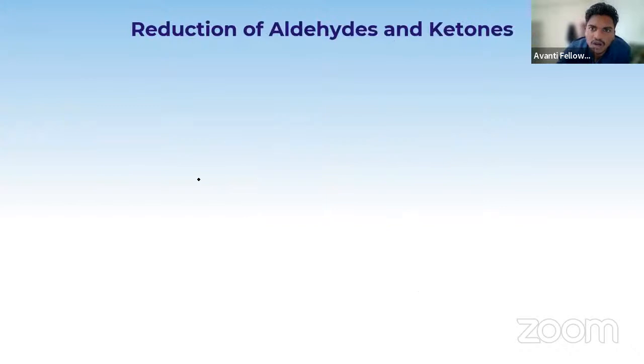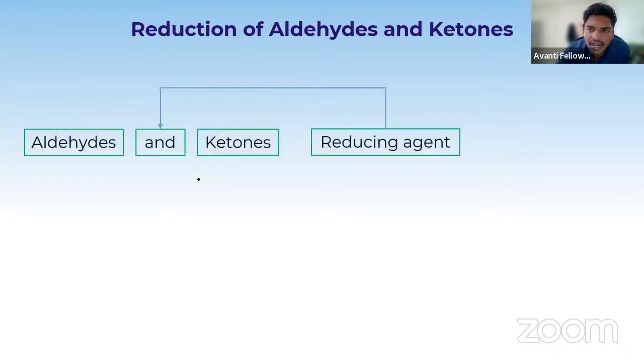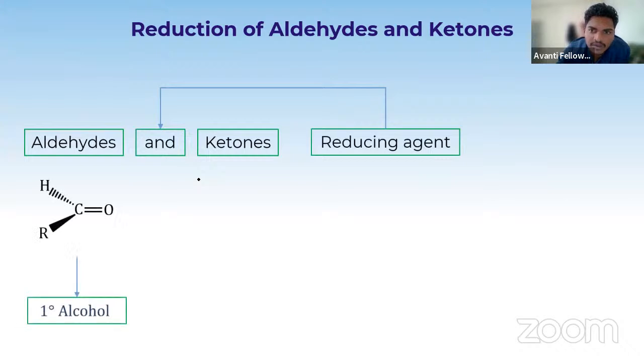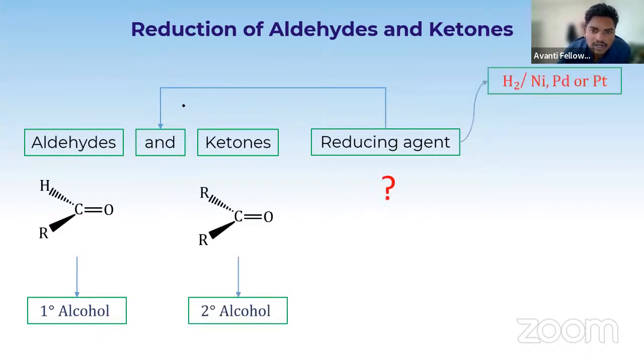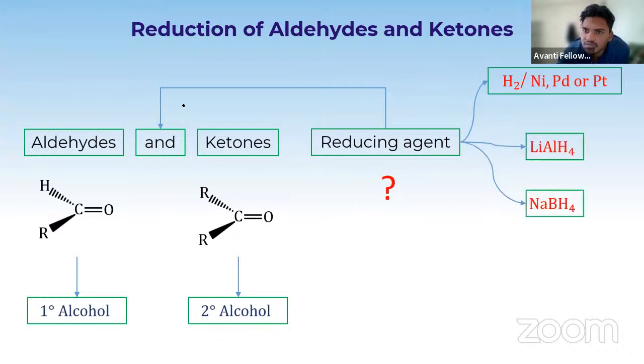So reduction of aldehydes and ketones will help in the preparation of alcohols. If you add any reducing agent, the aldehyde group gives a primary alcohol and the ketone gives a secondary alcohol. What are the reducing agents? Hydrogen in the presence of nickel, platinum, palladium, and LiAlH4 and NaBH4. These are some of the reducing agents which will reduce ketones to alcohols or aldehydes to alcohols. Strictly follow this.